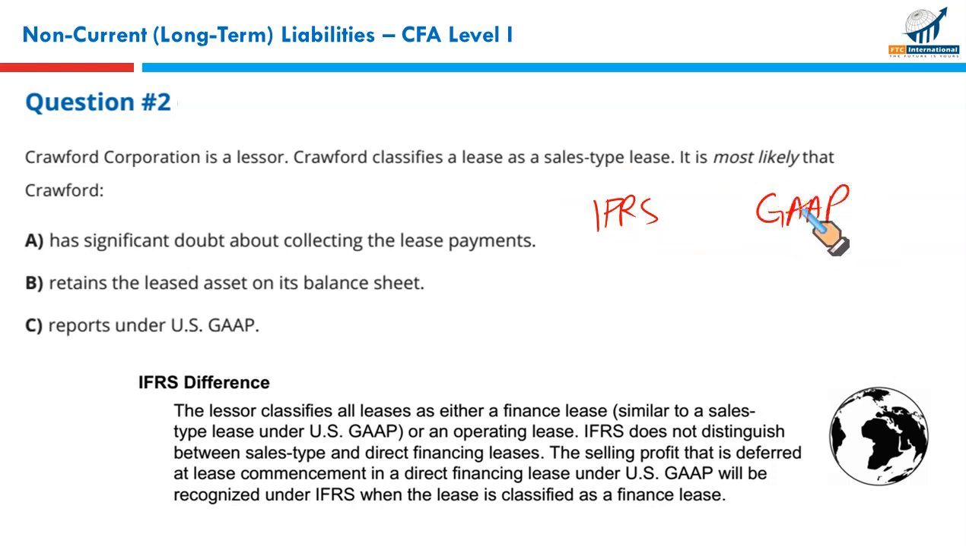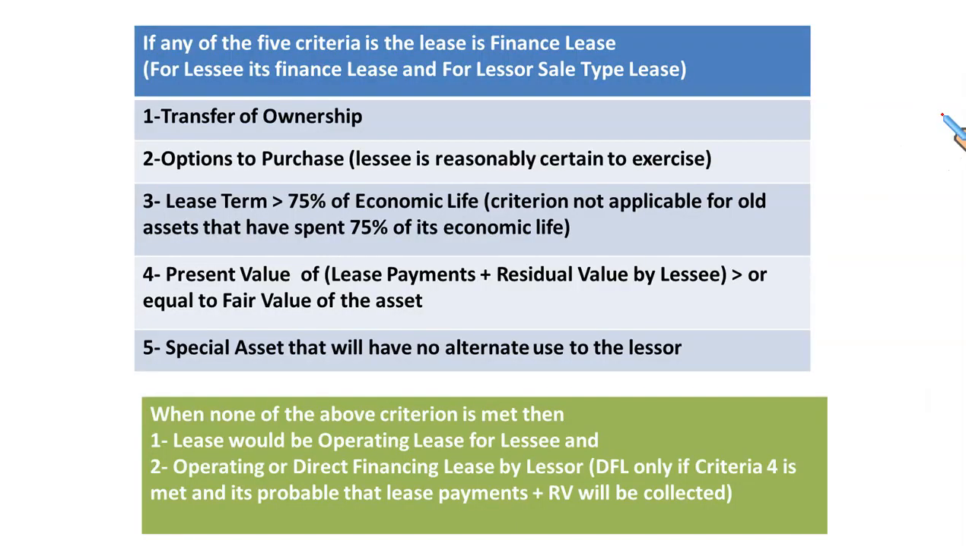US GAAP has three classifications now. First, operating lease, finance lease, and the short-term lease. With regard to two parties to the lease, lessor and lessee. I think I have a table. Yes, this will explain it much better. All is here. I won't miss anything.